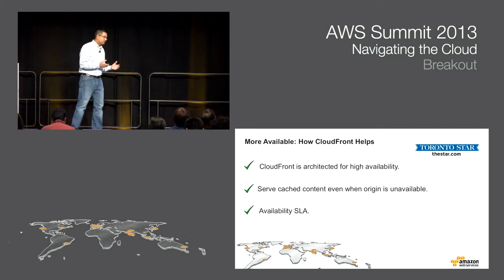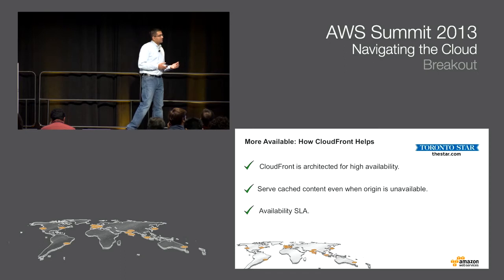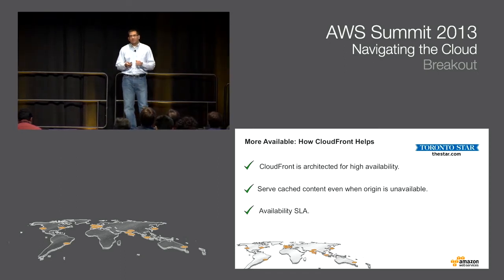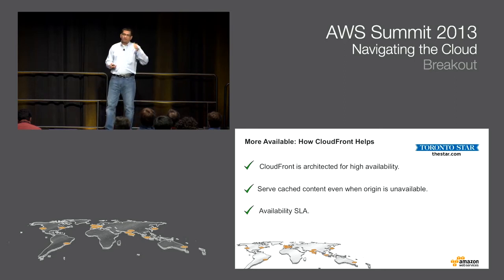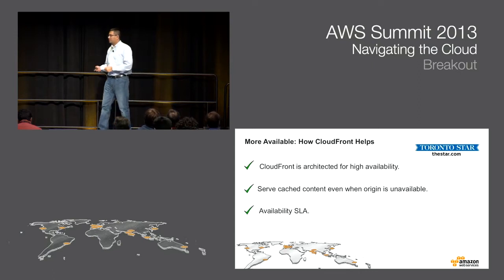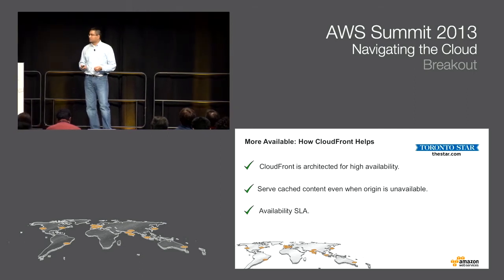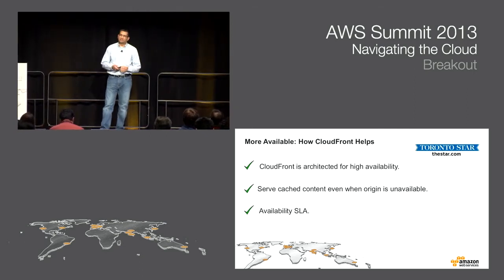Serving cached content even when the origin is unavailable. So this is a lesser known feature, but it really helps make your website more available by serving stale content even when CloudFront can't contact the origin to get a newer copy of the content. So if you have set a 3-hour TTL, time to live, on your objects, and it's already been 3 hours, but CloudFront for some reason can't go to the origin, and the origin is unavailable, CloudFront will still continue to serve that content even though it's expired in the cache, so that at least it can keep your website available. And then we do have an availability SLA that's up on the website that you can look at.